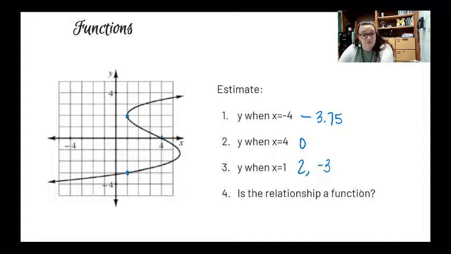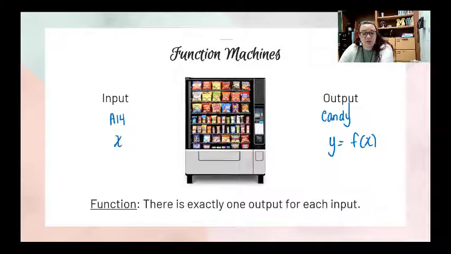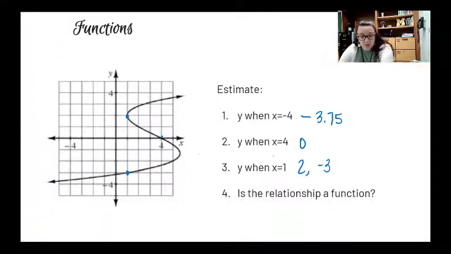Is the relationship a function is what it asks us. So remember on our last slide we said a function is when every input has exactly one output. Exactly one output for each input. Notice on this one, this output had 2 inputs. So then therefore it is not a function.